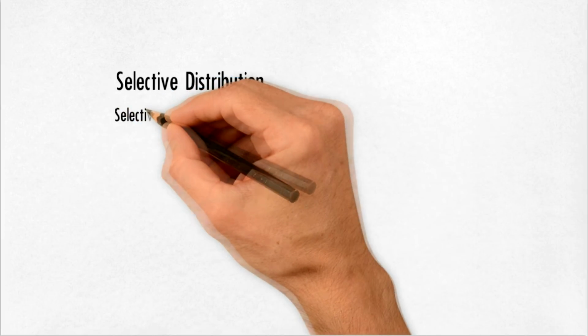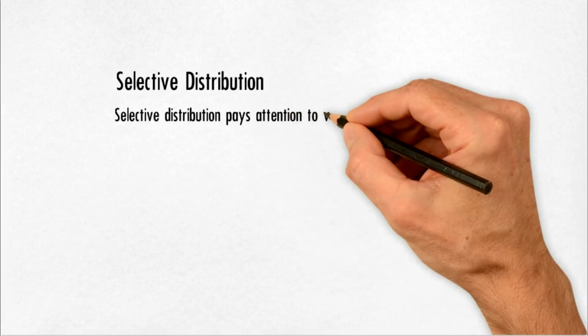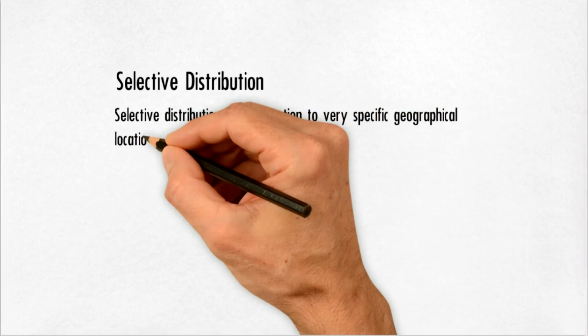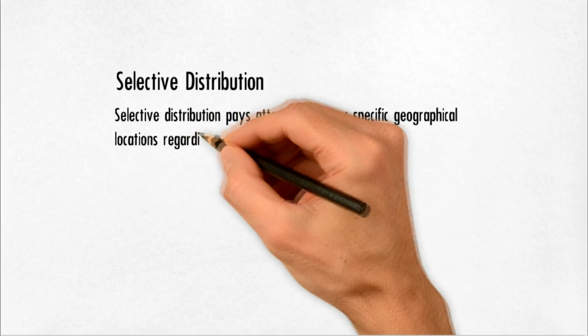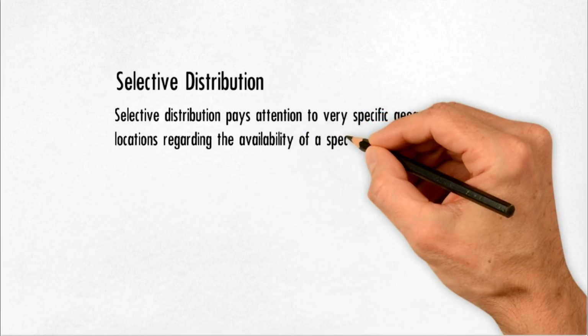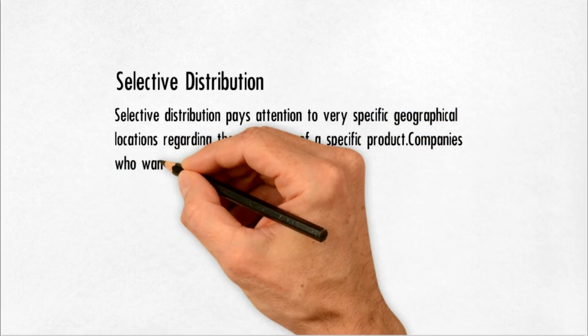Selective distribution. Selective distribution pays attention to very specific geographical locations regarding the availability of a specific product. Companies who want to maintain a specific quality store for their products will use selective distribution. An example would be high-end clothing such as Dolce and Gabbana.